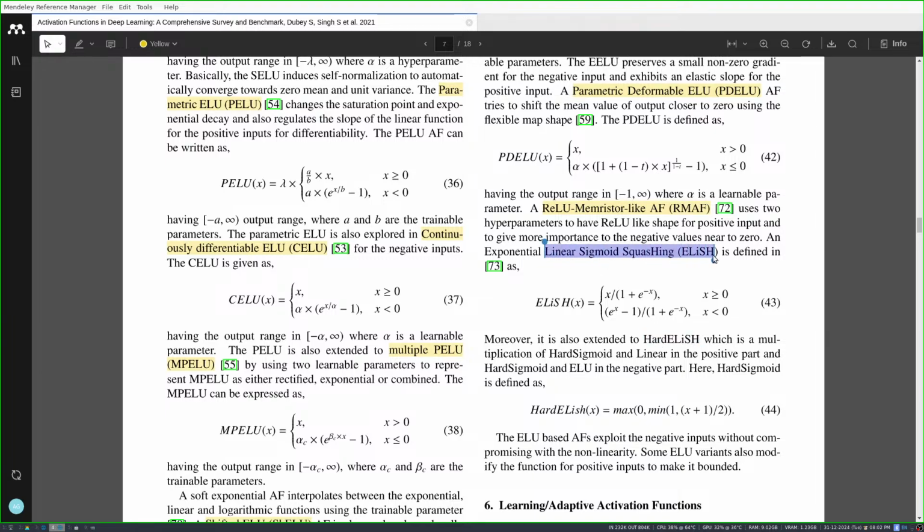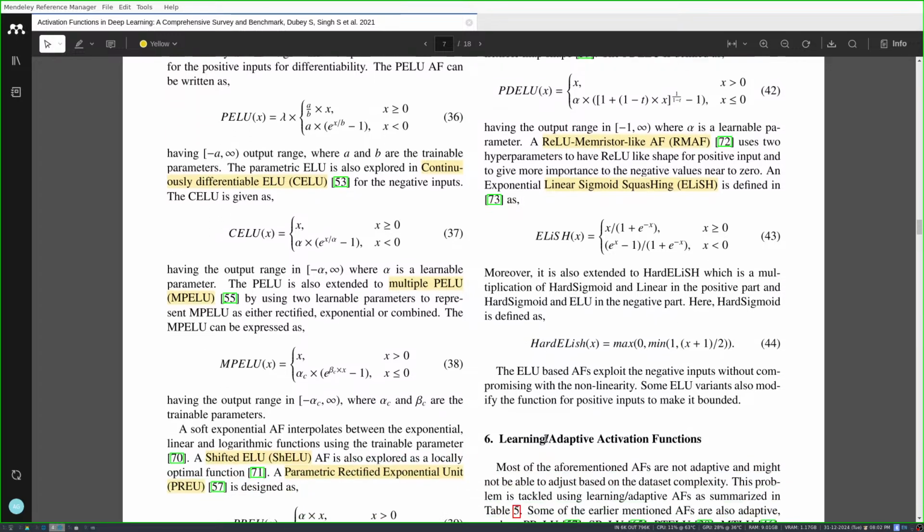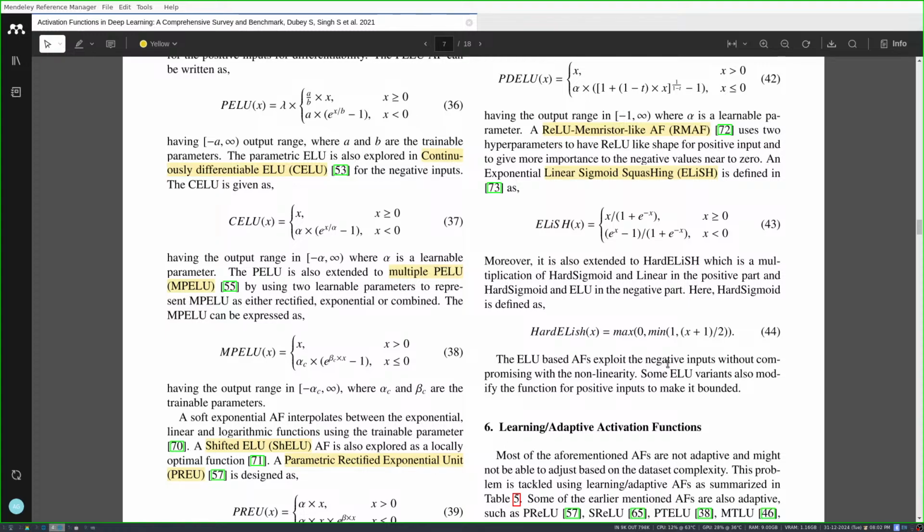Linear sigmoid squashing ReLU, which is the multiplication of hard sigmoid and linear. Okay. The ELU-based activation functions exploit negative input without compromising non-linearity. Some ELU variants also modify the function for positive inputs to make it one.